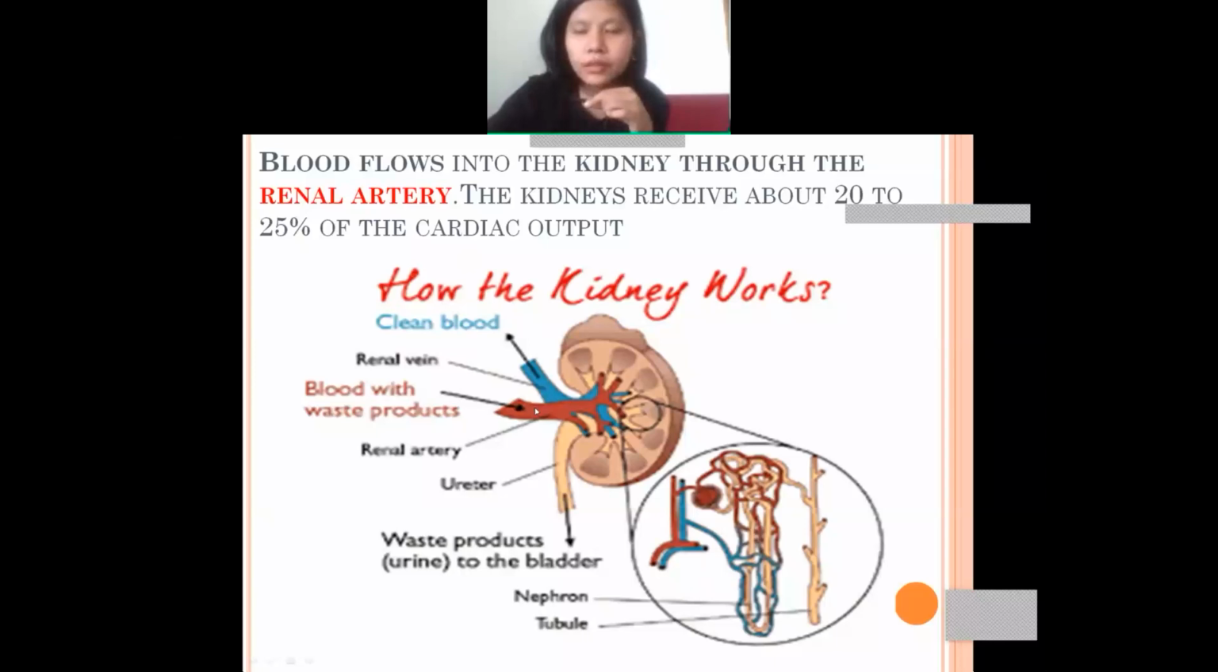Okay, I'll repeat again. So the blood that is from the heart, about 20 to 25% will come first in the renal artery. Understand? Cardiac output means from the heart. From the heart, the blood is coming and entering in the renal artery. Is it clear? First step.